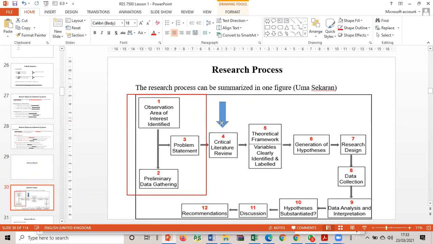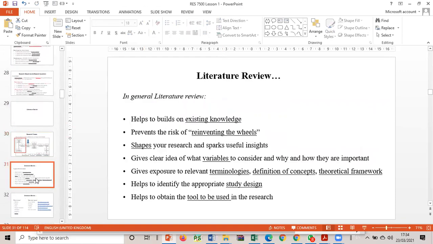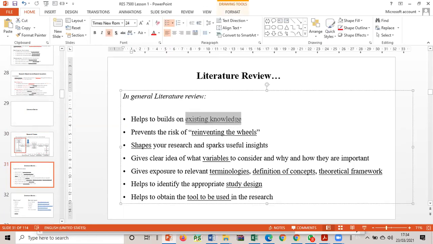Right. So here we are, literature. What evidence? Right? From literature. Okay. Literature review. Why is it important? Now, these are some of the points very relevant. Build on existing knowledge. You don't reinvent the wheel. Right? Shapes your research, this direction.